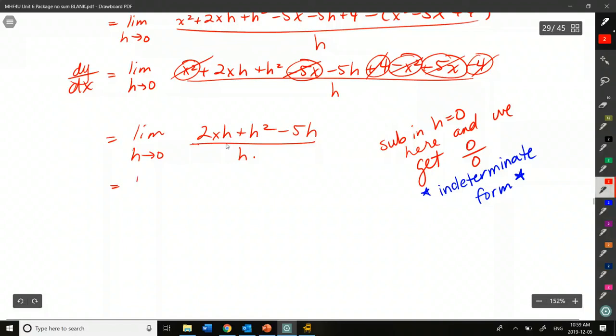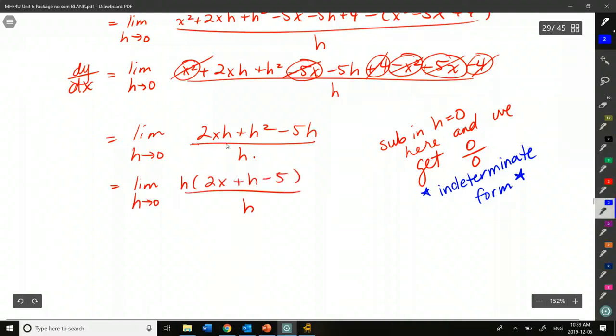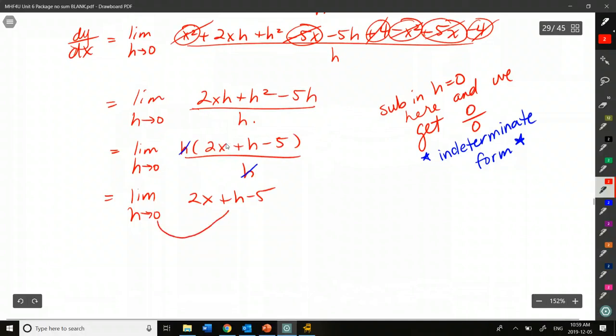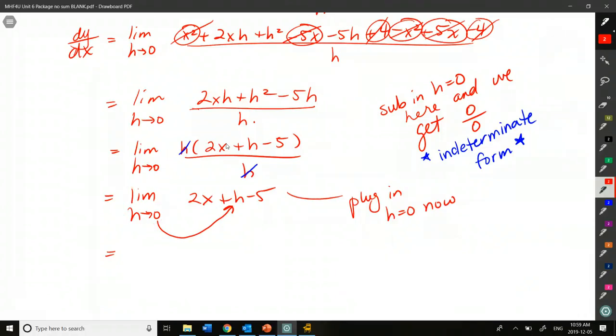So a lot of times what we can do is actually just common factor. And notice now that I can actually cancel out these h's if I common factor an h from the top. What that allows us to do is plug in h equals 0 without getting indeterminate form. And once I plug in h equals 0, I get to drop this limit notation.